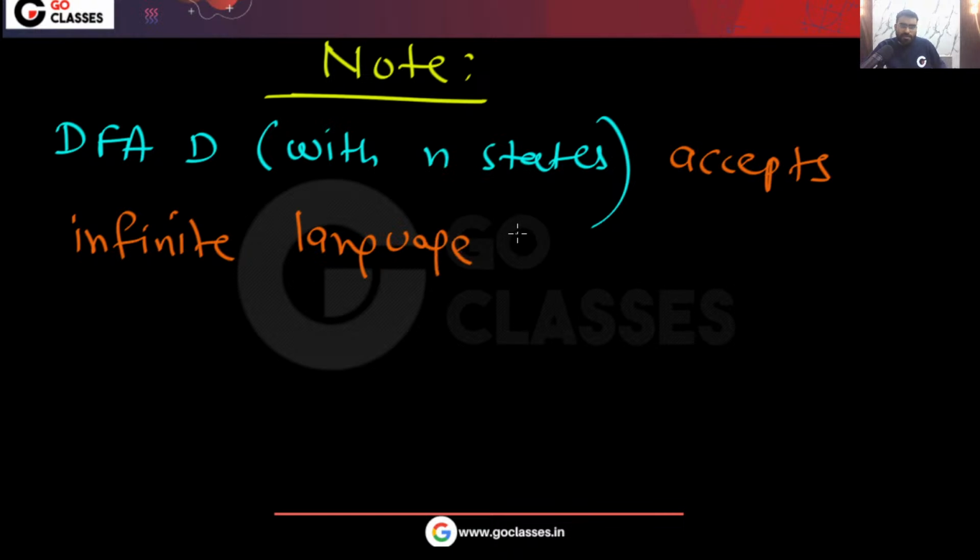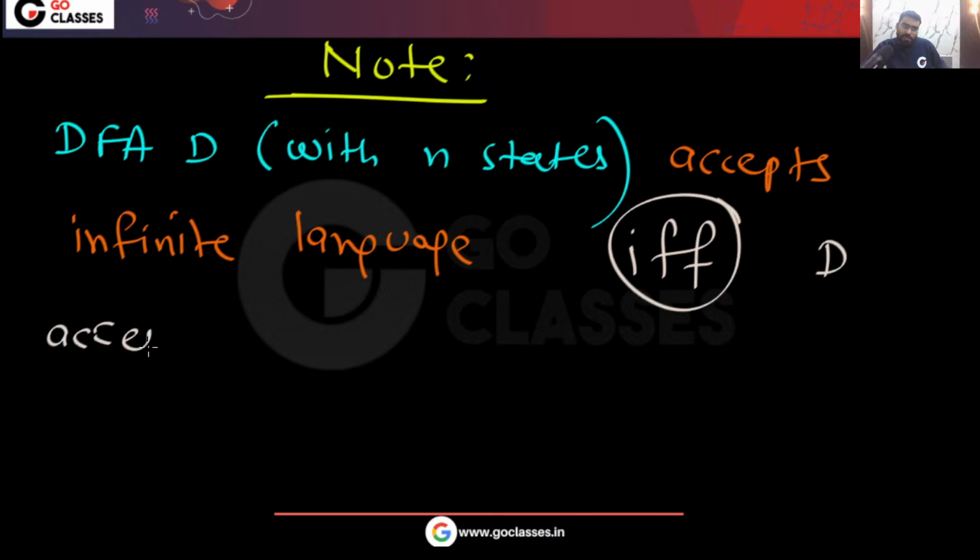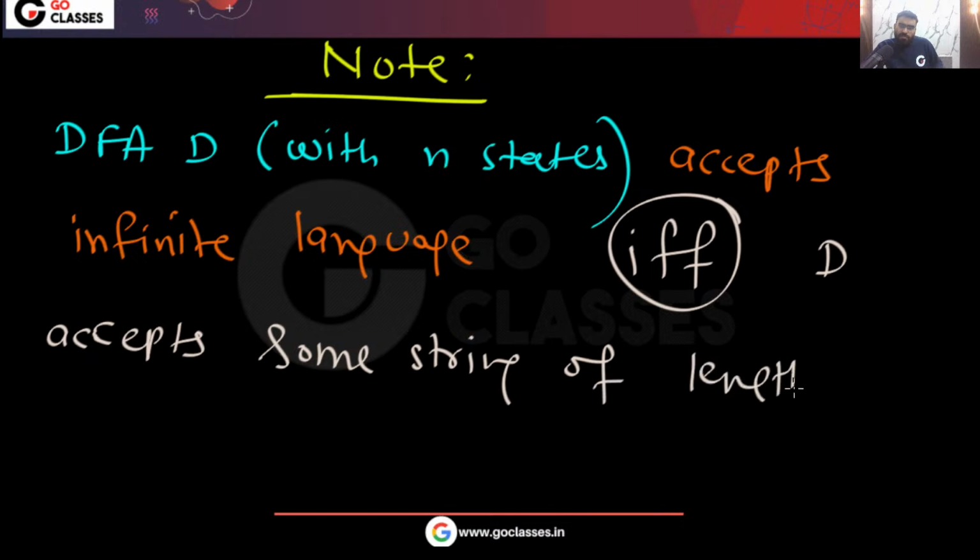DFA D accepts infinite language if and only if D accepts some string of length greater than or equal to n. If and only if D accepts some string of length greater than or equal to n minus 1. Now remember, the same statement I can also say greater than or equal to n length. That is also fine. The same proof will work. Is this clear?